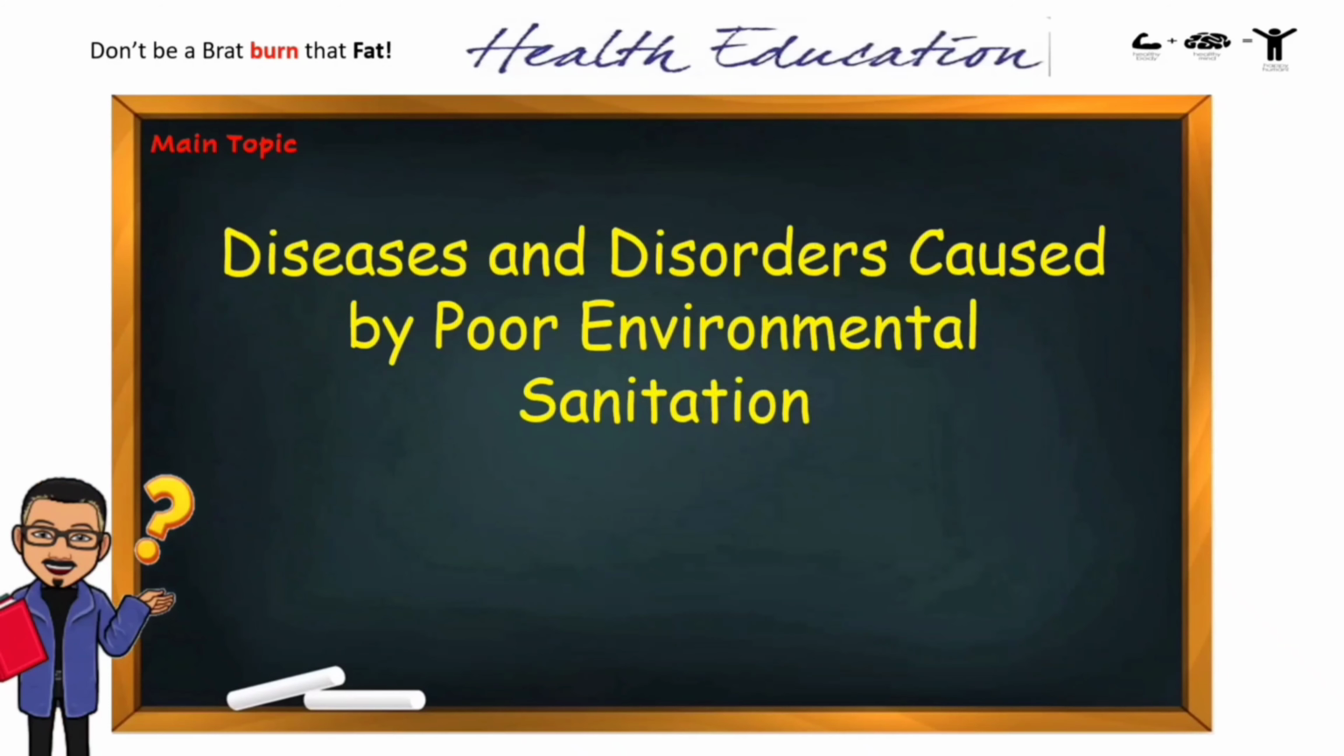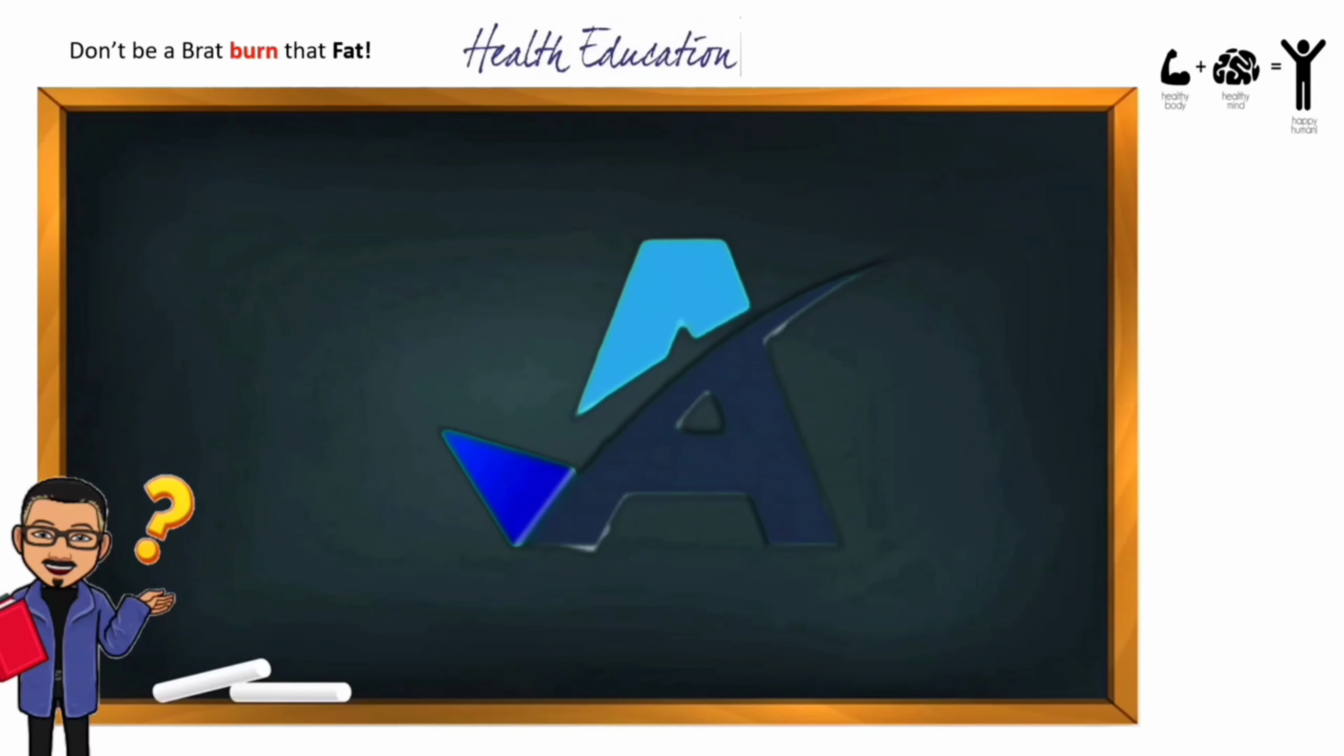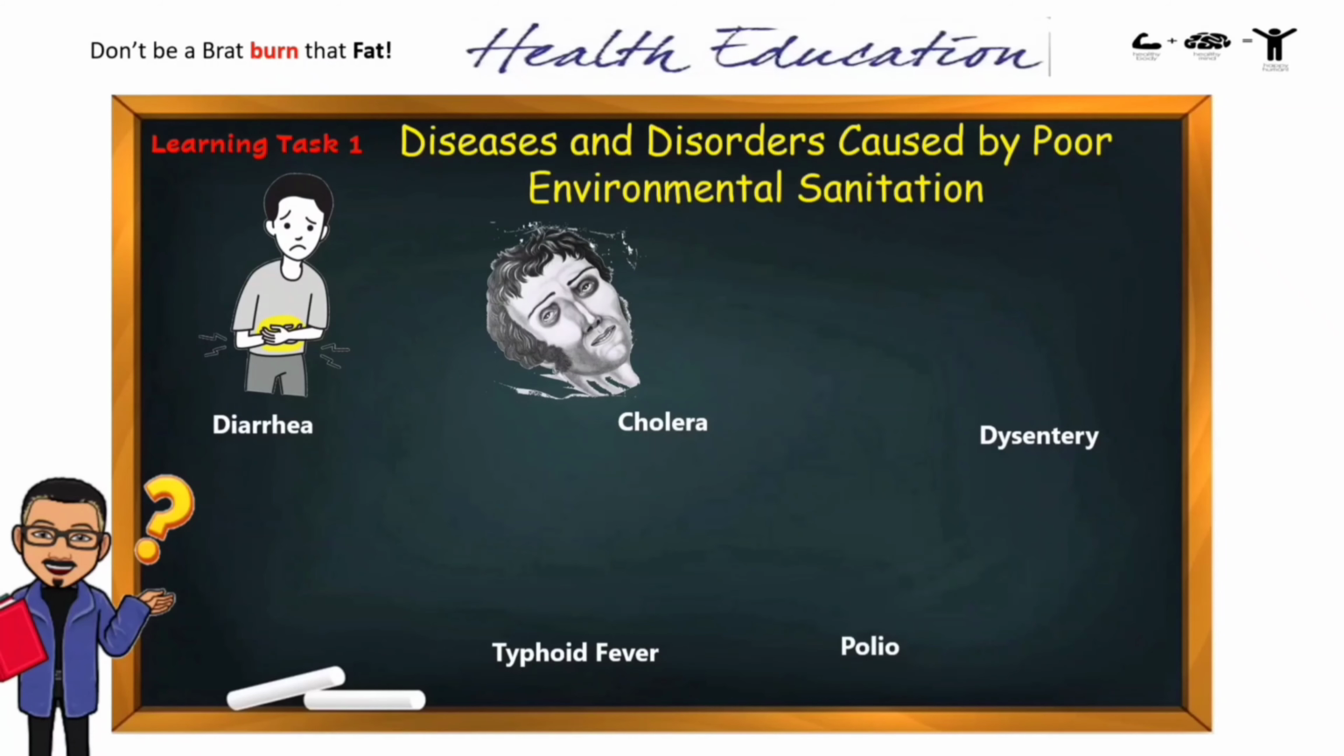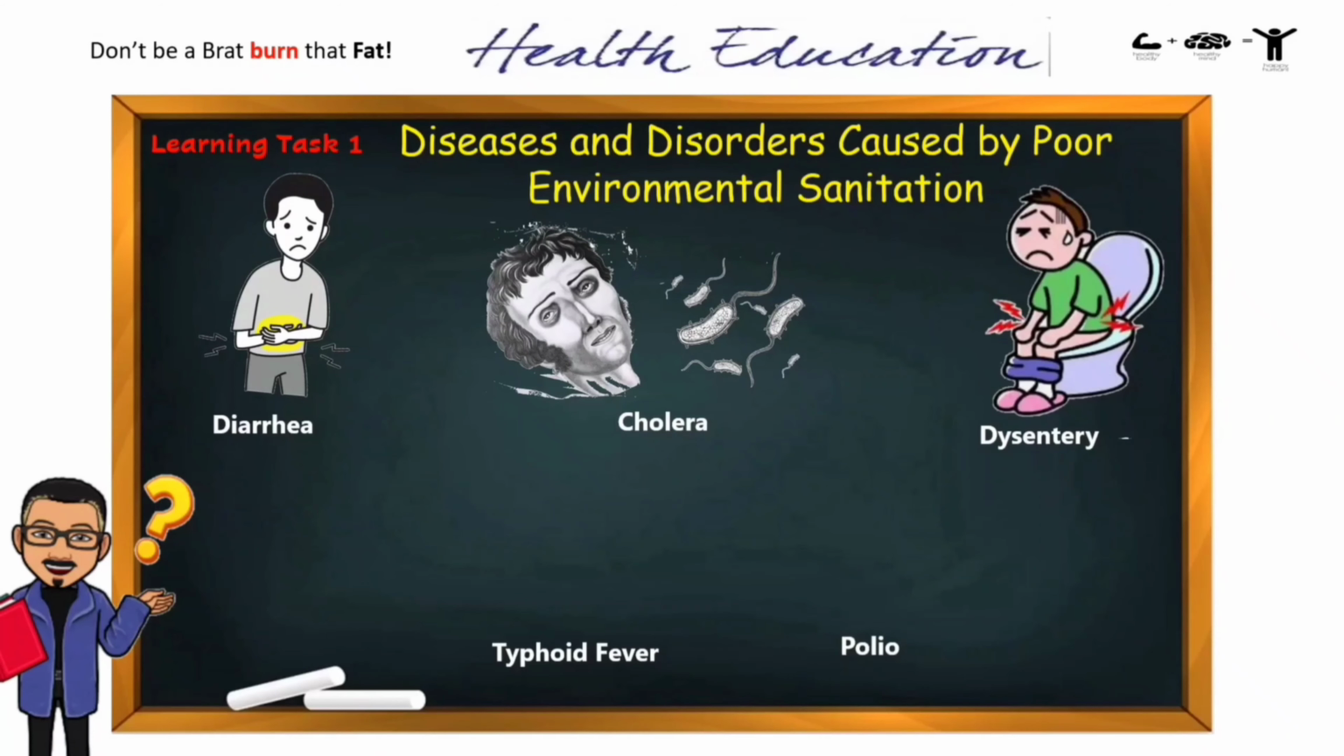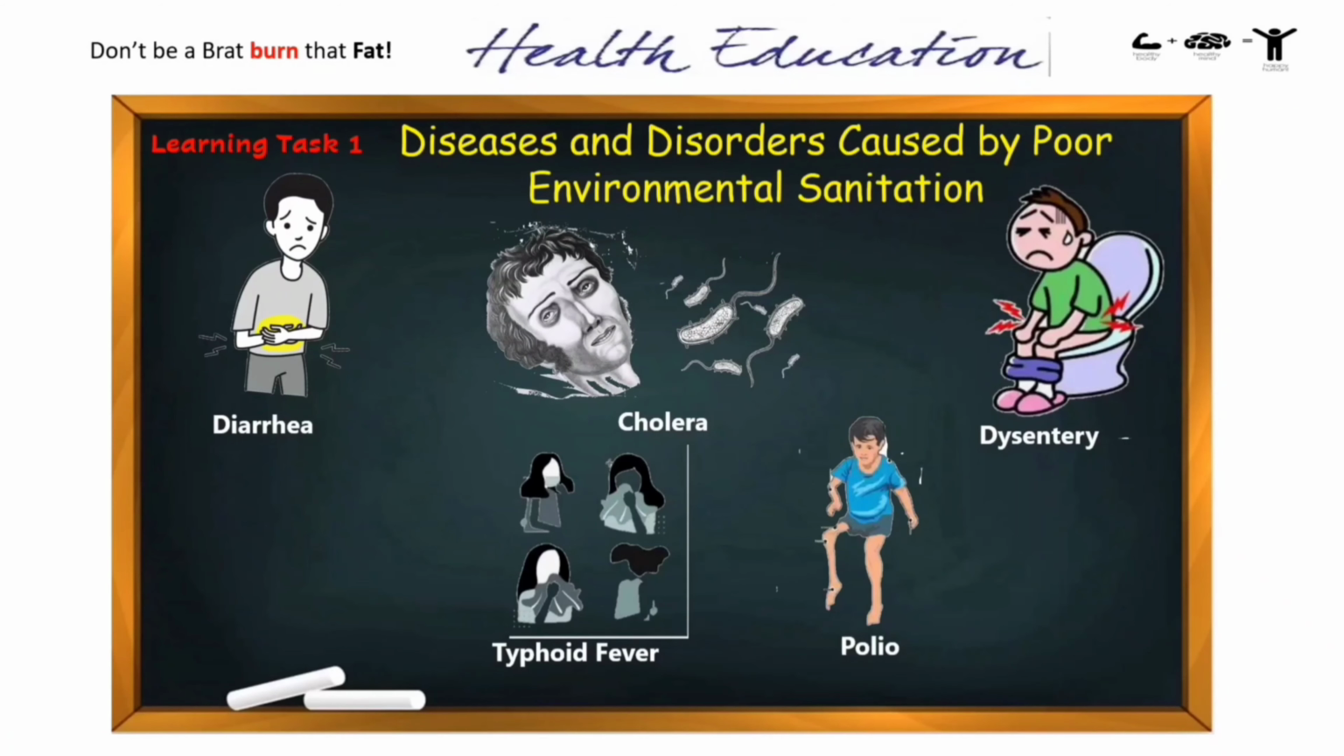And today, we will be discussing the diseases and disorders caused by poor environmental sanitation. Here are the common diseases: diarrhea, cholera, dysentery, typhoid fever, and polio.